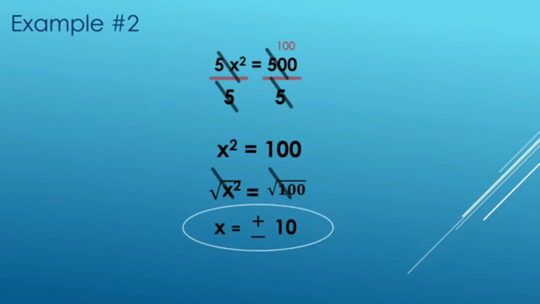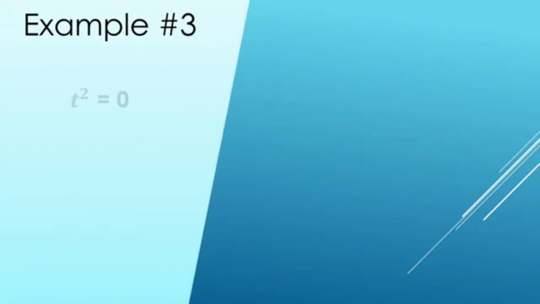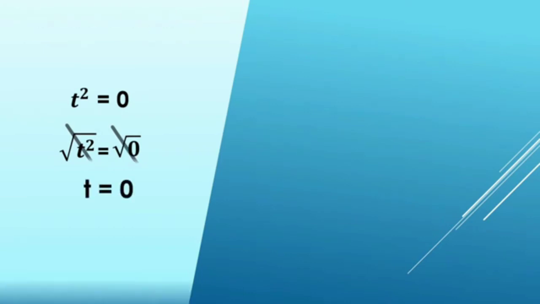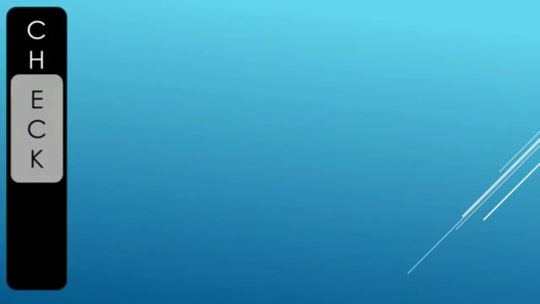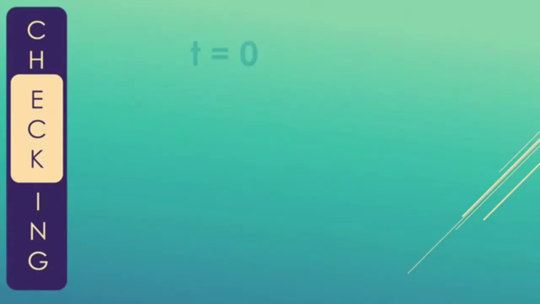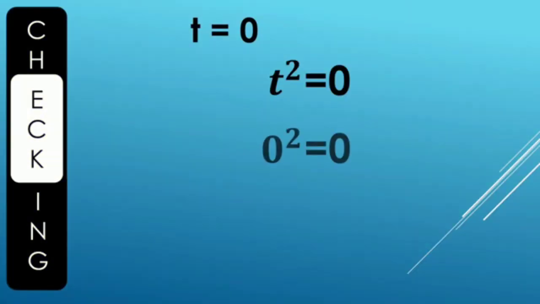For example number 3, t squared is equal to 0, then get its square root, simplify, then we have t is equal to 0. Check it. T is equal to 0, substitute in the original equation, which is t squared is equal to 0, 0 squared is equal to 0, 0 is equal to 0, it means that it satisfies the equation. And it only has one solution.